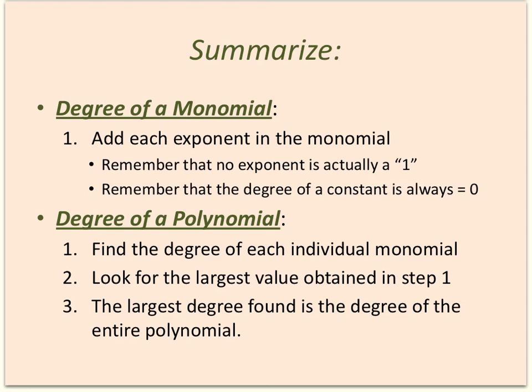To calculate the degree of a polynomial, find the degree of each individual monomial making up that polynomial, and then look for the largest value that you found. That largest degree is going to be considered the degree of the entire polynomial.